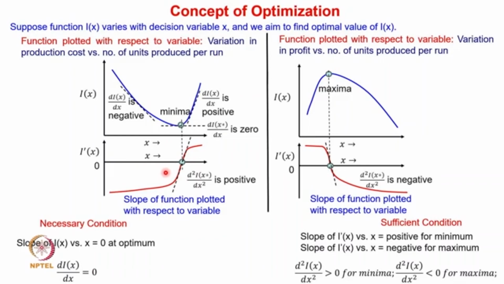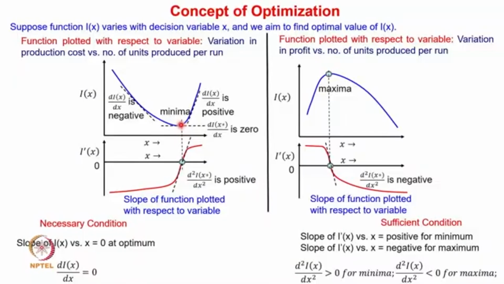So in this case, you can see that the derivative is 0 for both minimization and maximization, but whether the obtained optimum corresponds to maxima or minima, that we can find out by taking a second derivative. If the second derivative is positive, the obtained optimum is indeed minimum, whereas when the second derivative is negative, the obtained optimum is indeed maximum.